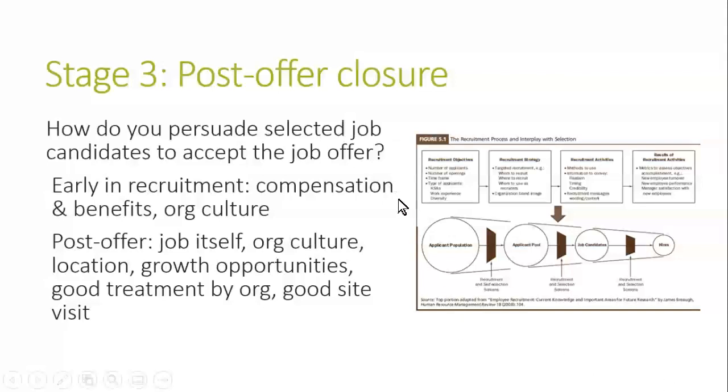So earlier in recruitment, people are drawn to organizations based on the compensation and benefits, naturally, and to the organizational culture. Now, these things entice people to apply, but they ultimately end up being quite superficial, class. Once the offer is actually in front of the job candidate, they tend to pay less attention to compensation and more attention to the nature of the job itself.